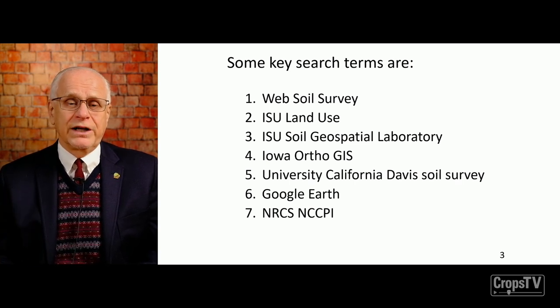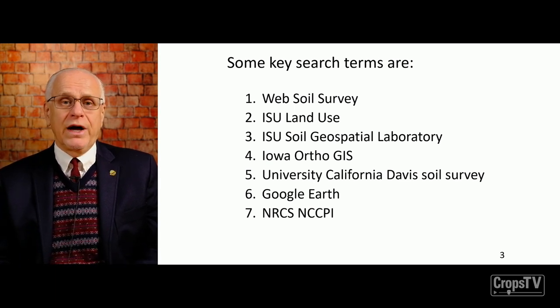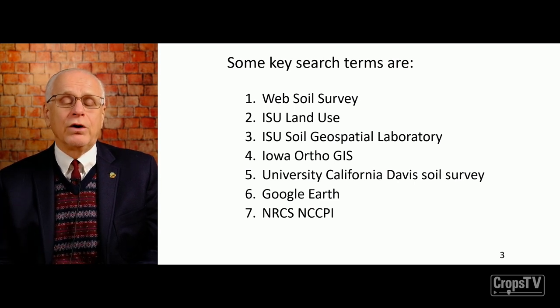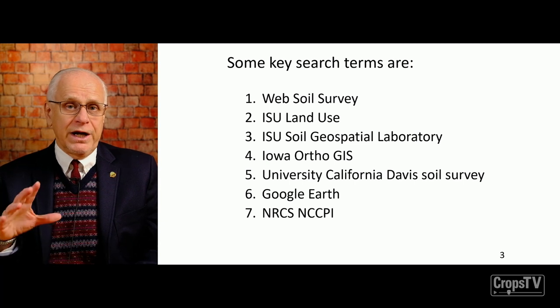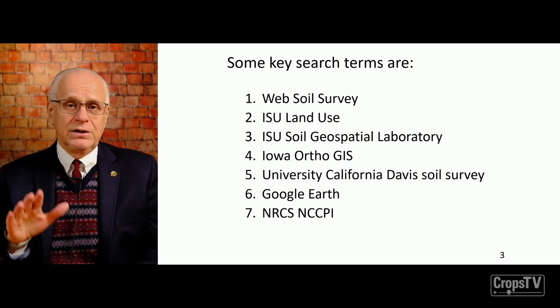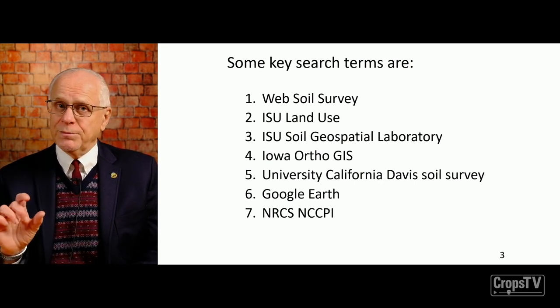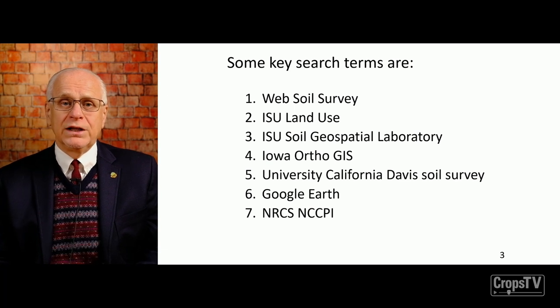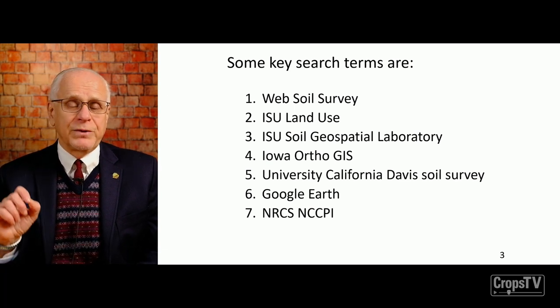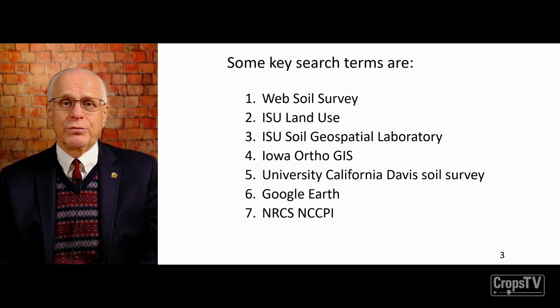Iowa Ortho GIS is a nice place to go, simply because it will give you air photos of your property, including historical photos. You can go back and find how your land use looked from the air in 1939, 1950, 1960. Really nice. It may be odd that I have University of California Davis Soil Survey listed there, but if you type in those words, you'll find they have an app you can download to your smartphone of all this information up above, the Web Soil Survey information especially.